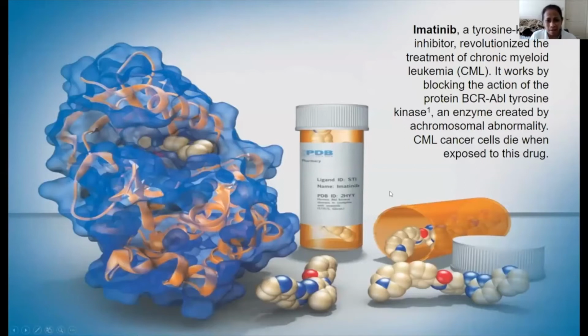Now, these are some more examples. Imatinib is a tyrosine kinase inhibitor. Anytime you see IB at the end of a drug name, that means it is against a kinase, right? AB means antibody. So we have all of these nomenclatures. For imatinib, the structure is available, and imatinib binds to the structure.